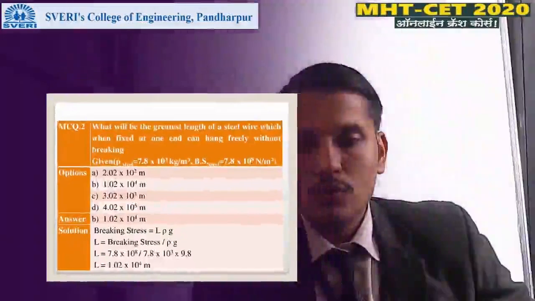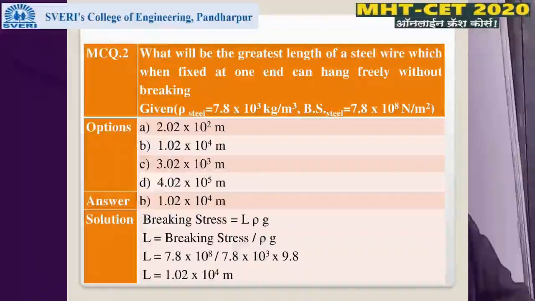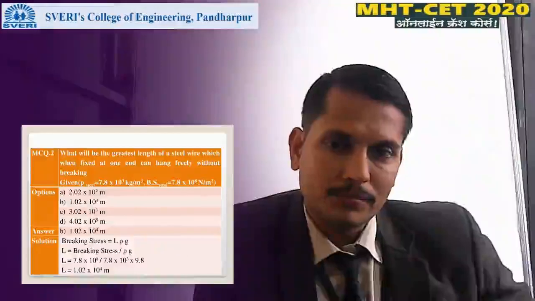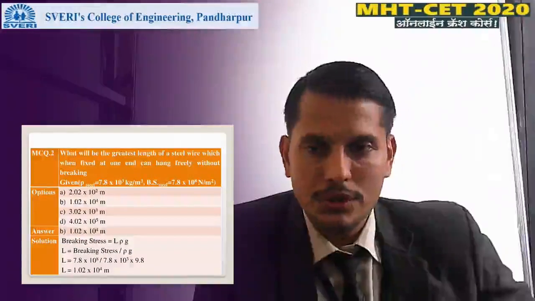So for that we have to know the term what is meant by breaking stress, that is L rho G. We have to determine L, so breaking stress divided by rho into G. The values are with us. So if we put the value, breaking stress value is 7.8 into 10 raised to 8, and the value for rho steel, that is 7.8 into 10 raised to 3 into value of G if we put, so we got the answer. So for that we have to know the breaking stress is nothing but L into rho into G.